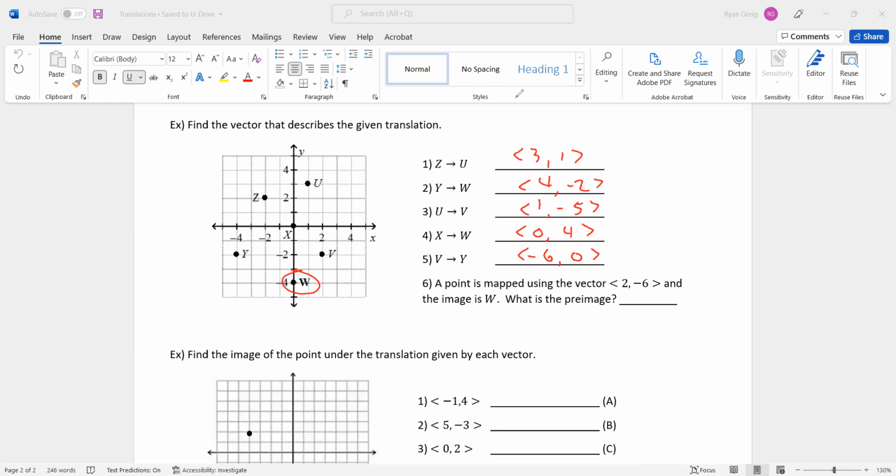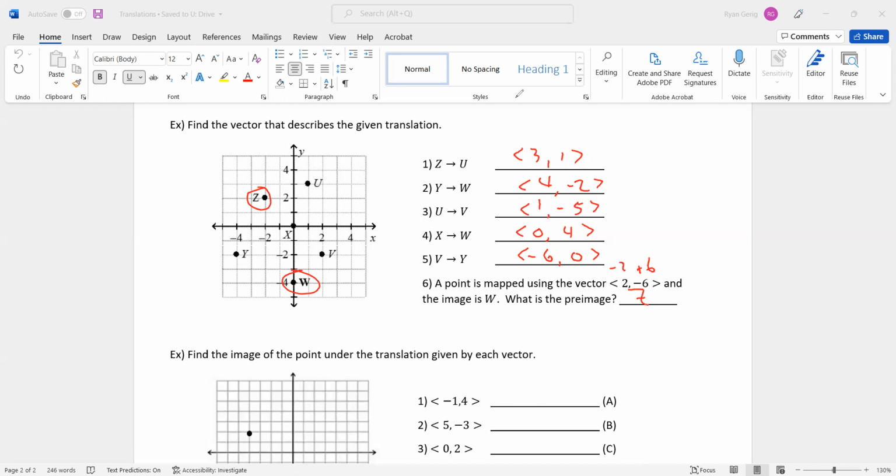So I kind of have to undo that. How do I undo that? I go up 6 and left 2. So up 6, 1, 2, 3, 4, 5, 6. And then left 2, 1, 2, I am at Z. And just to make sure I got it right, start at Z and go to W. What's the vector? Right 2, down 6. There it is. So you kind of go the opposite direction.